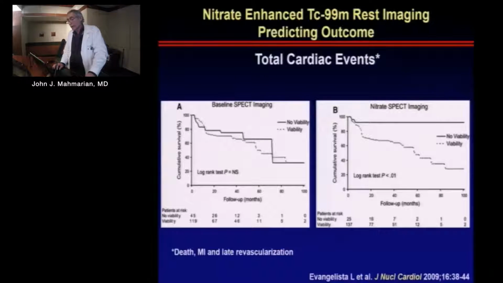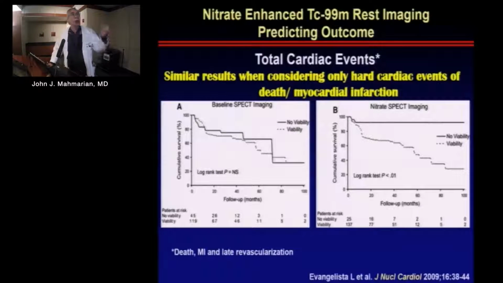And what's also interesting in this study is this was a cohort that did not go for revascularization, but the endpoints that they followed over a several year period were death, MI and late revascularization. And you can see that clearly on the right-hand side of the slide: with nitrate-enhanced assessments, you were much more able to predict who would survive and who would not, as compared to just using the non-nitrate enhanced study. And this was also true when you used only hard cardiac events of death or myocardial infarction, because you could say that in people that were viable, ultimately they went on to have revascularization. That would be a large bias.